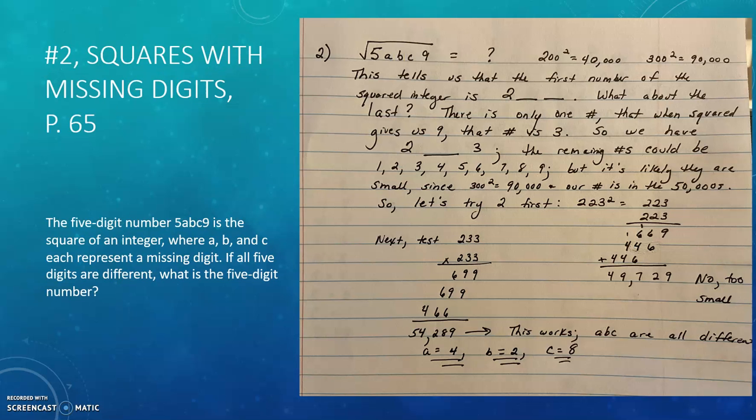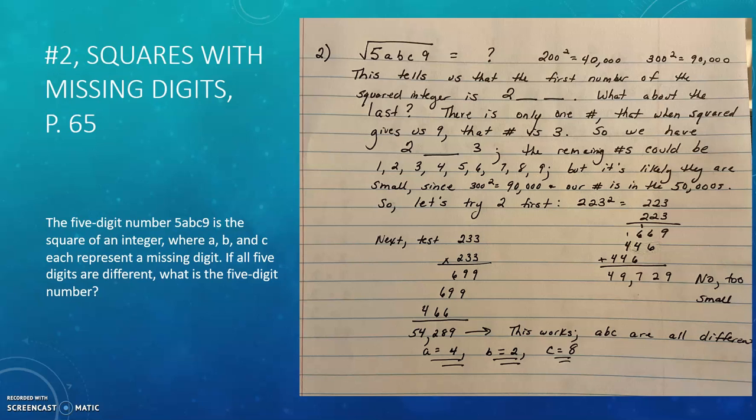Okay, let's look at the solution to number 2. Squares with missing digits. It reads: the 5-digit number 5ABC9, which would be some 50,000 number, is the square of an integer where A, B, and C each represent a missing digit. If all 5 digits are different, what is the 5-digit number? So basically what we're looking for is the square root of this number. And again, we need to come up with a list and then eliminate.